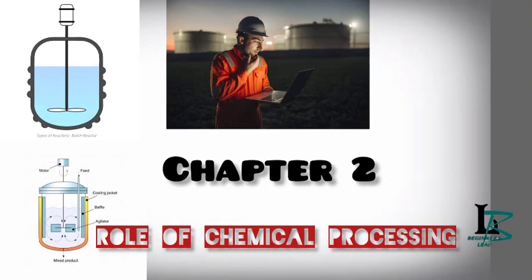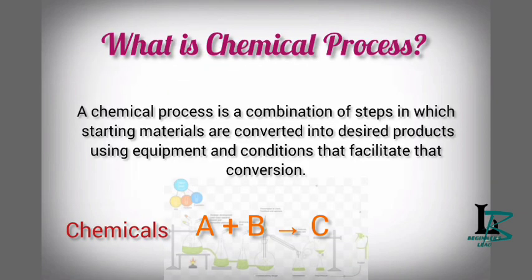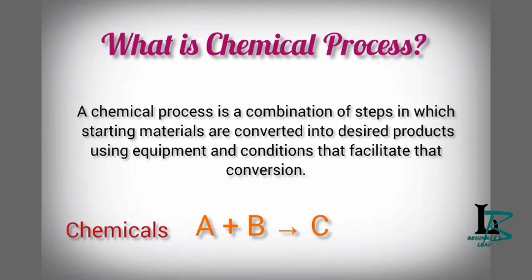The second chapter, role of chemical processing. The contents of this chapter are what is chemical process, process categories, and chemical process using process diagrams. What is chemical process? It is a combination of steps in which starting materials or the feeds, here A and B, are converted into desired products or the final products, C.